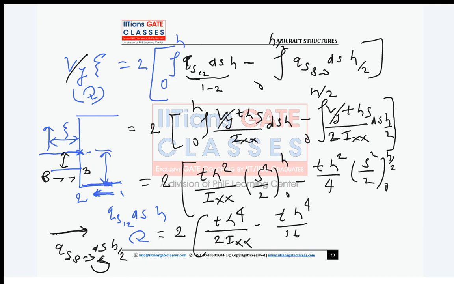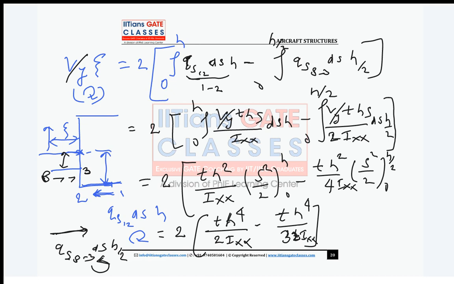H is 8, so 4. 32, right? 32, yes or no? 8, 4, 32. Yes. So 32. So now guys, if you take LCM, what you get? Yeah, IXX. Here also IXX. Okay? TH square by 4 IXX. So 32 into IXX.